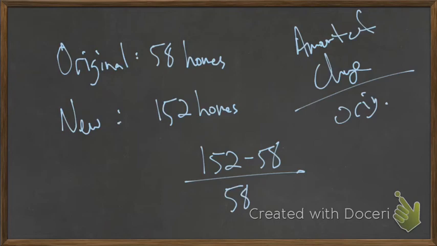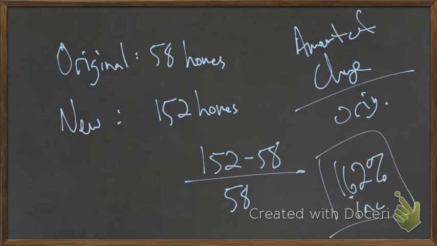Then it just becomes a calculator problem. And percentages are a great way to try to understand numbers. 152 minus 58 divided by 58, and this is cool. This is 162% increase. Let's make sense of that. A 100% increase would be doing what to my number? Doubling it, right? So doubling it would be like 116. So you can check your answers and make sense of things. That's why you can have more than 100% increase.